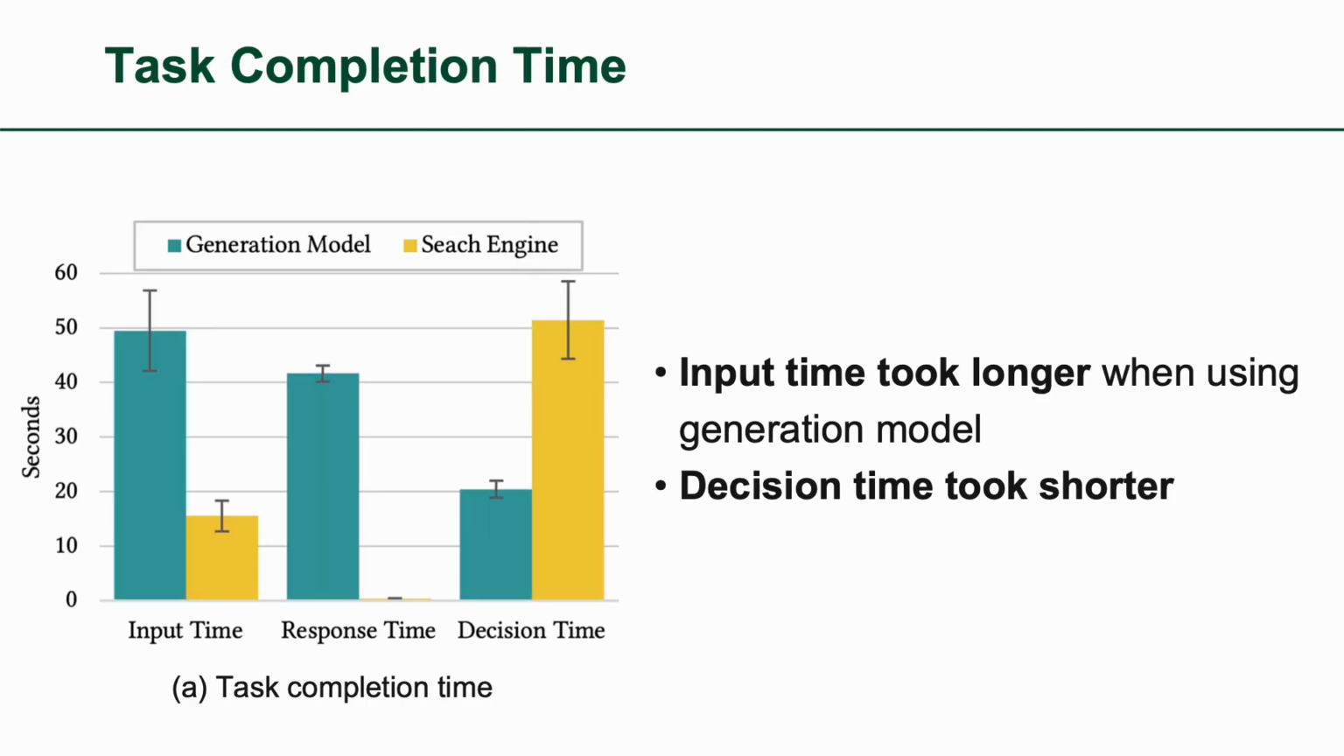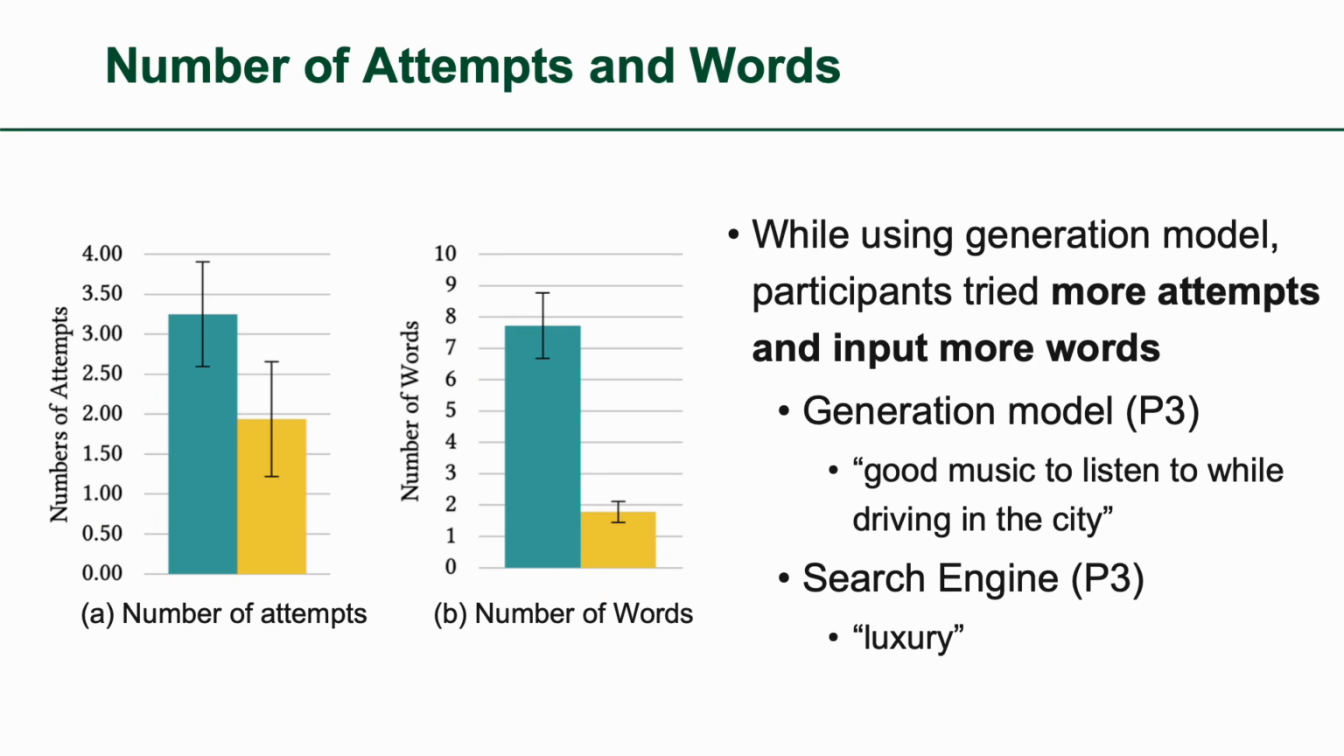Our findings revealed that participants took longer to input prompts when using the generation model, but made quicker decisions. Additionally, they attempted more inputs and used more words. For instance, P3 inputted good music to listen to while driving in the city when using the generation model, whereas P3 searched for luxury using the search engine.